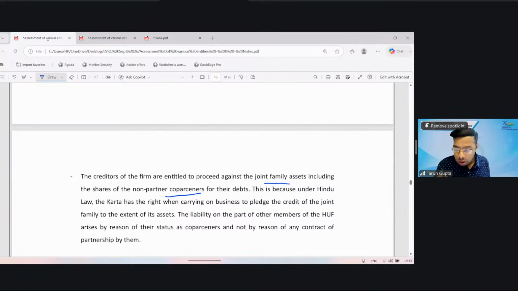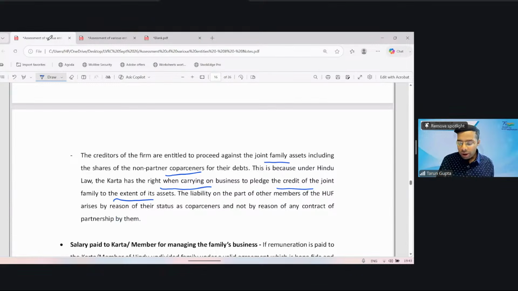Okay. This is because under HUF, the karta has the right when carrying on business to pledge the credit of the joint family to the extent of its assets. So, in HUF, karta can pledge all the assets of the family, even the assets which are outside of his own share.